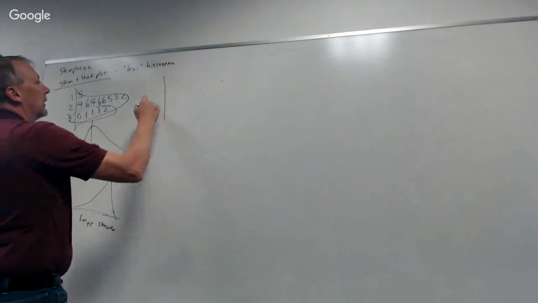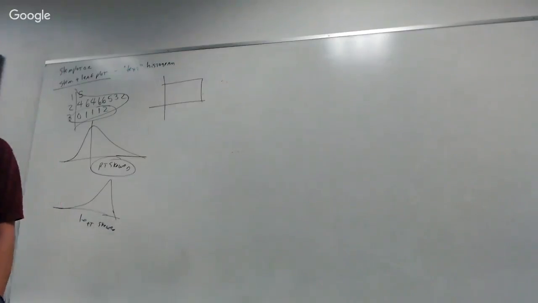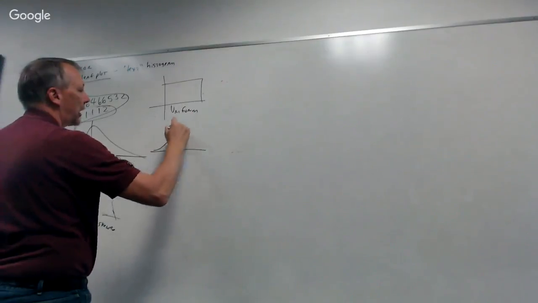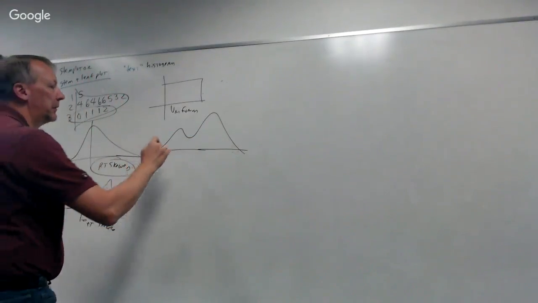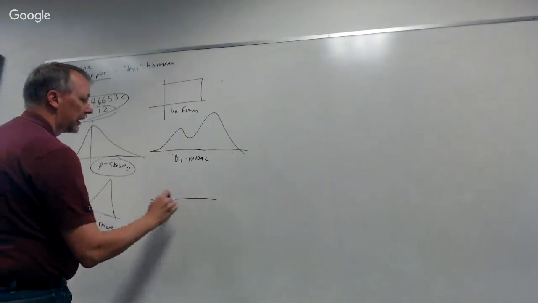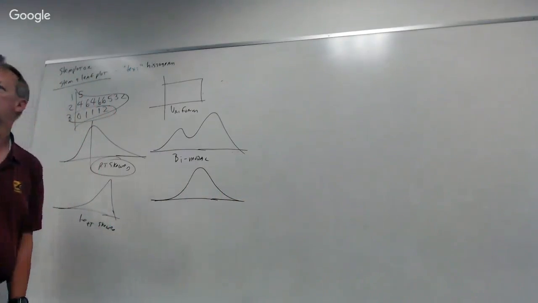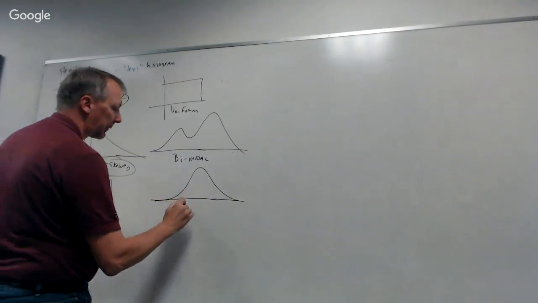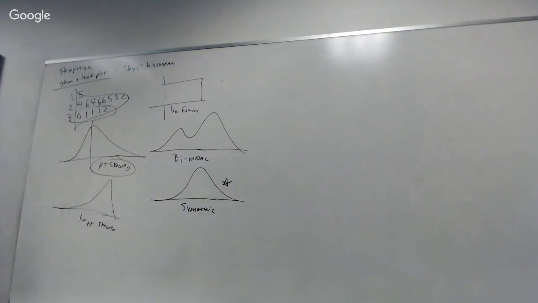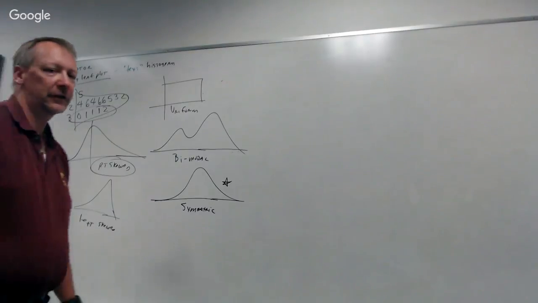Okay, so just as a reminder, what is this? Uniform. We'd call that uniform. What is this? Bimodal. What is this? Bell-shaped or symmetric. We always hope that our data looks like the bell curve, but it often does not. Hopefully it does, though. Bell curve is our favorite shape.